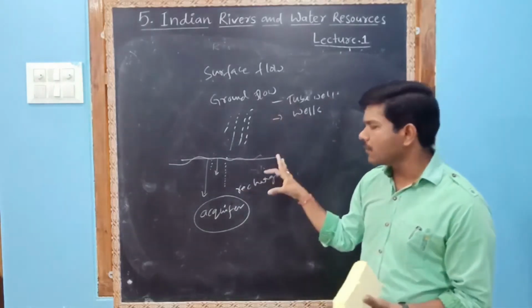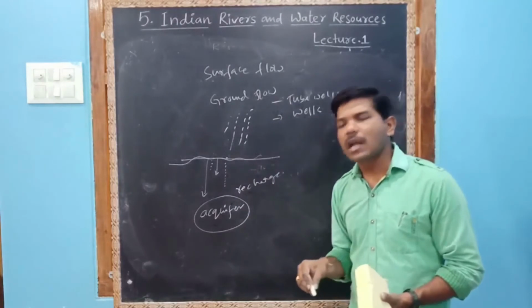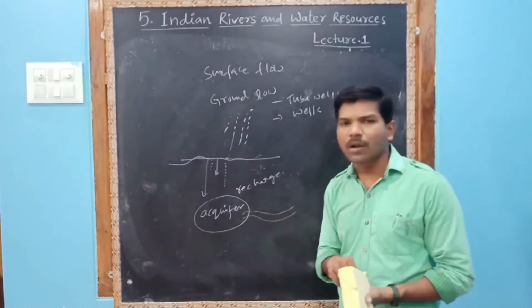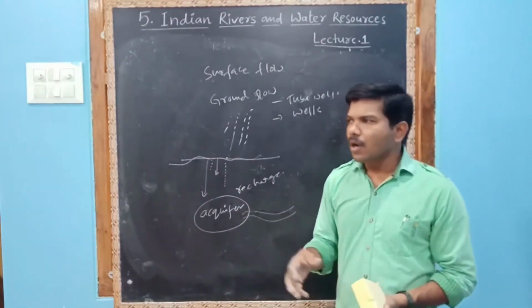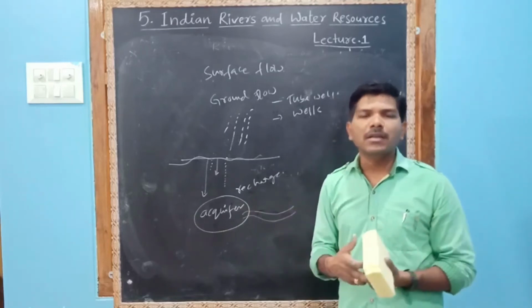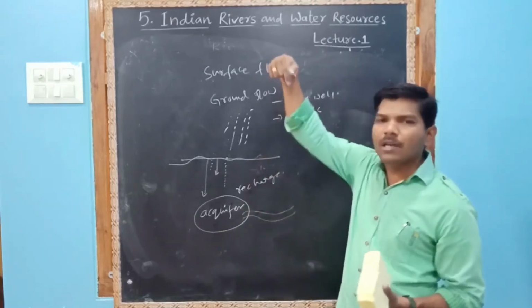Surface flow, underground flow. Sometimes the water also flows from one place to another place. For example, you have dug a tube well. Whenever you are taking water, somebody believes that this water belongs to us.